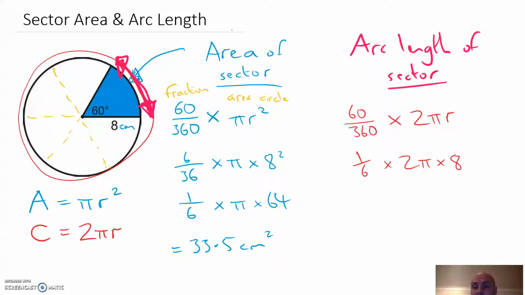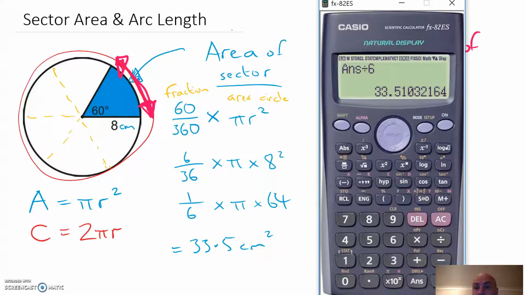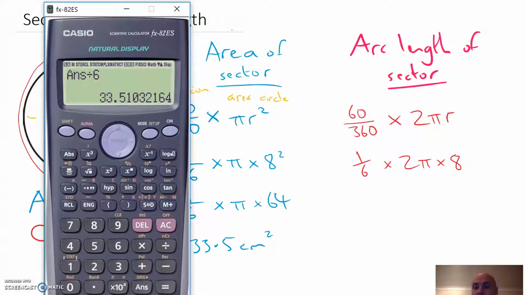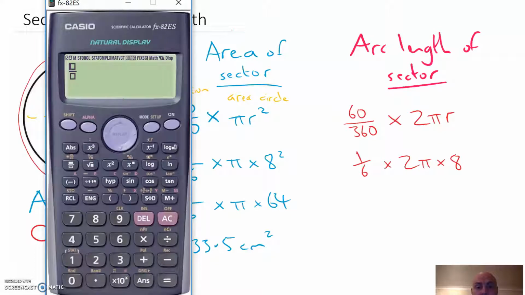That's our radius again. So again, we could do this one without the calculator, or we could do it with. So let's go for the fraction method. 1/6, move that across. Multiplied by 2. Oh, I've put my pi in first. Sorry. 2 pi times 8. It's just 1 multiplied by 8. Okay, so what do we get?